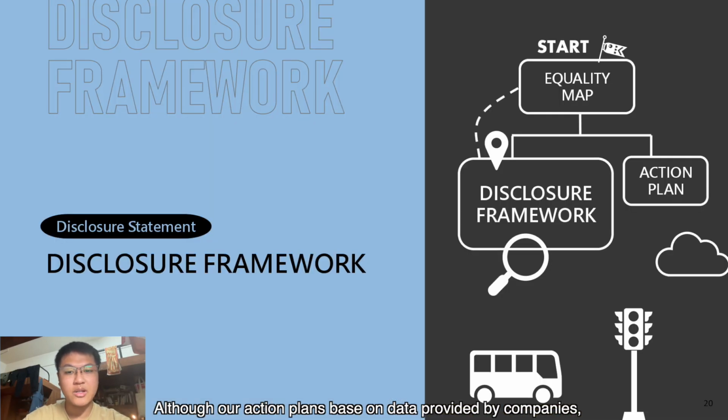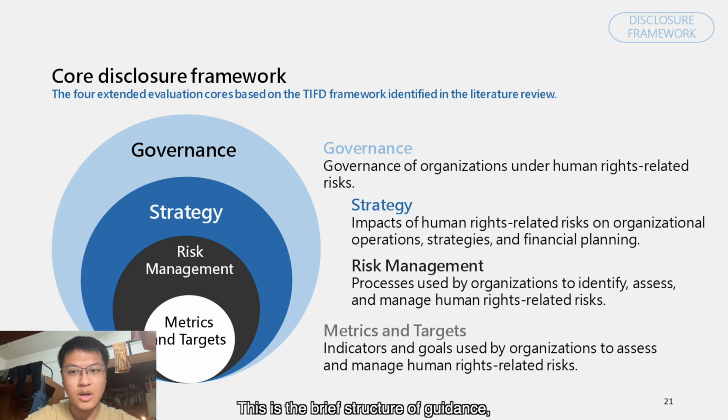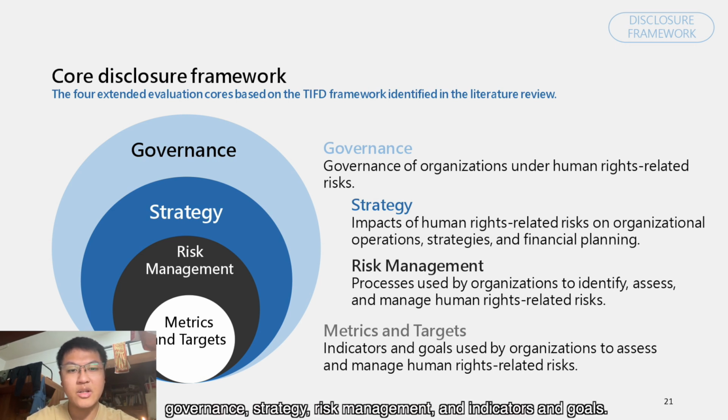Although our action plans are based on data provided by companies, many enterprises either do not disclose or only partially disclose their equality data. We believe that the impact of undisclosed data on equality is significant. Therefore, we have also developed guidelines and frameworks for the disclosure. This is the brief structure of the guidance, mainly divided into governance, strategy, risk management, and indicators and goals. And this structure outlines how companies should disclose.